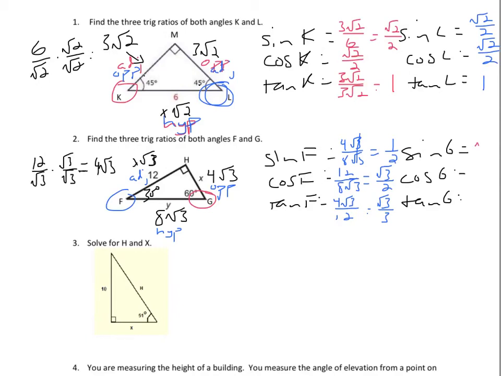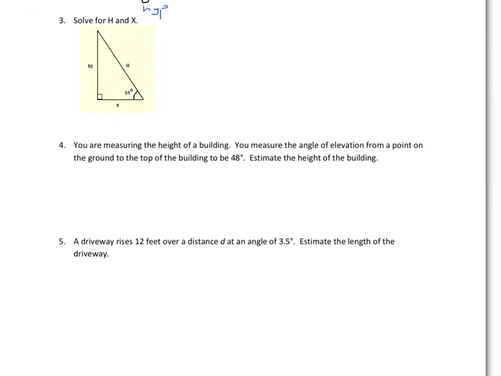All right, you should get root 3 over 2 for the sine, 1/2 for the cosine, and root 3 for the tangent. All right, should look just like that. Now, a couple other different examples.